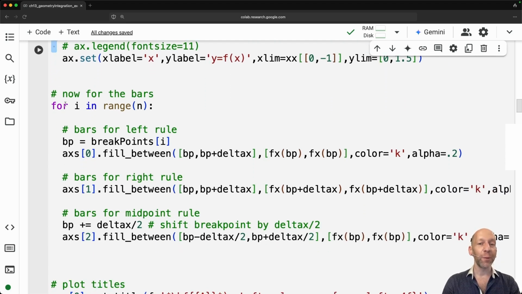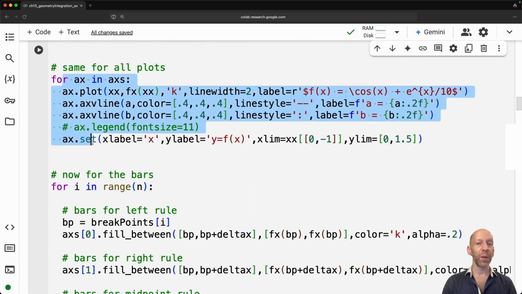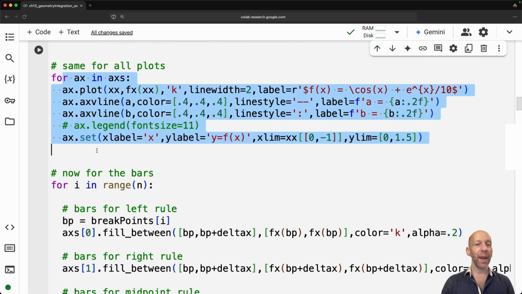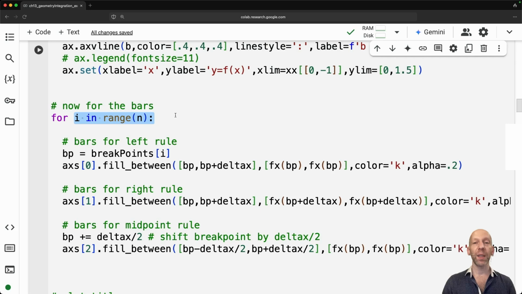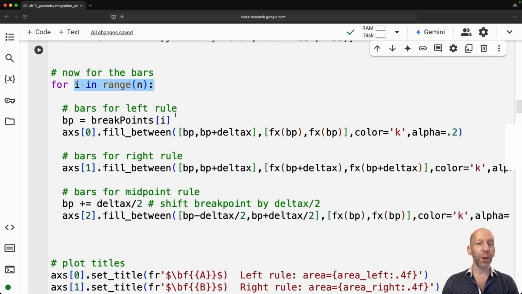And now I have another for loop, and this for loop is organized differently. Here I'm looping over the 3 subplots, and here I'm looping over the 14 rectangles. Within this for loop, I'm drawing the rectangles, with a piece of code for each individual rectangle. It's the left subplot for the left rule, the middle subplot for the right rule, and the right subplot for the midpoint rule.